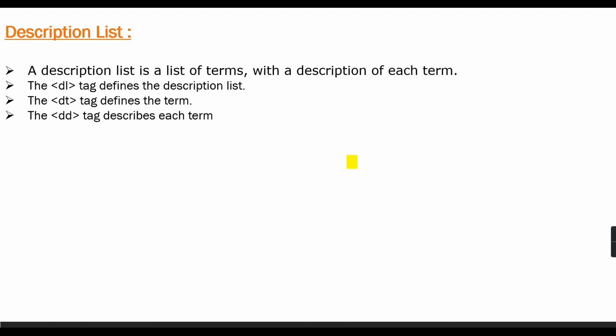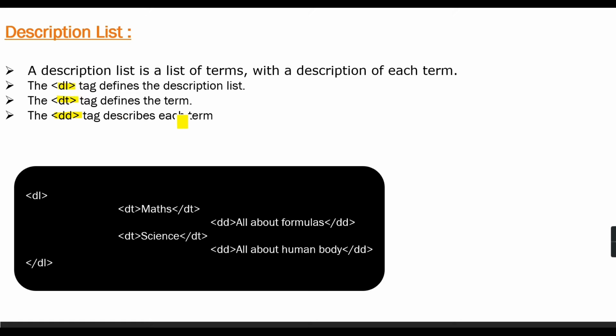So there are three tags that are used in description list. In ordered list and unordered list we have only two tags, but in description list we have a third extra tag which is used to describe the term. So dd tag is used to describe each term, dt tag defines the term, and dl is used to represent the description list. So let's check the syntax of description list.